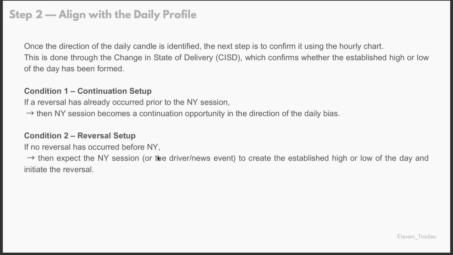Now step 2 is aligning the daily profile with the daily bias. Once you have the direction of the daily candle, you have to use the change in the state of delivery on the hourly chart, which is the intermediate term time frame, to confirm that established low or high within the candle 2. So condition 1 is if a reversal has printed prior to the new session, then the new session becomes a continuation opportunity.